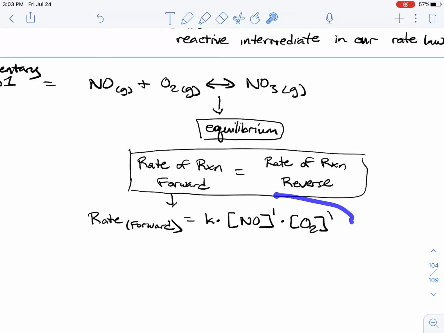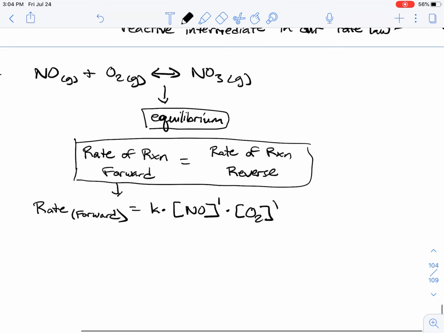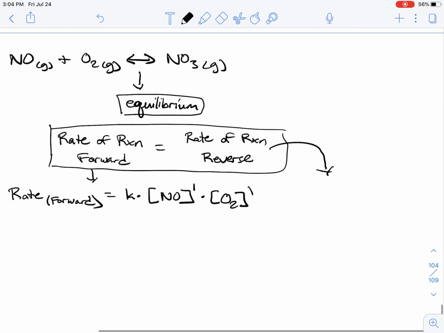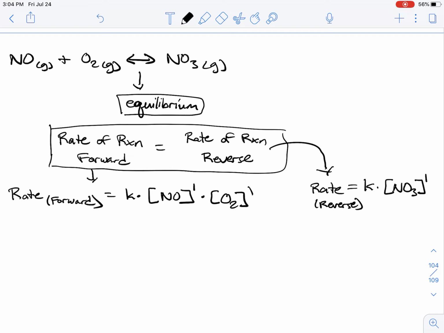Right? And so I got this portion from my reactants in the forward direction. And this is to the first. Okay? And so I can go ahead and do the same thing for the reverse. And so I can say that the rate of reaction in the reverse direction is equal to the rate constant K times NO3 raised to the first, once again, because I have a coefficient of 1.